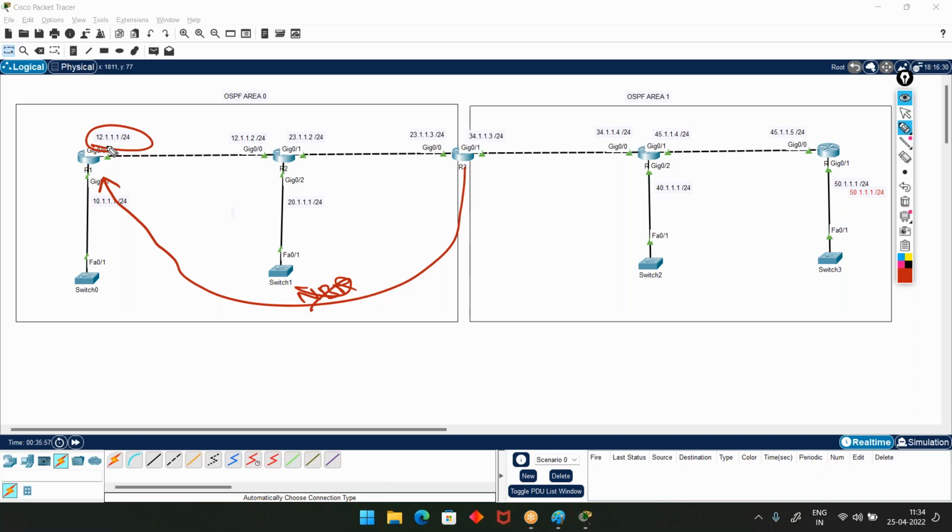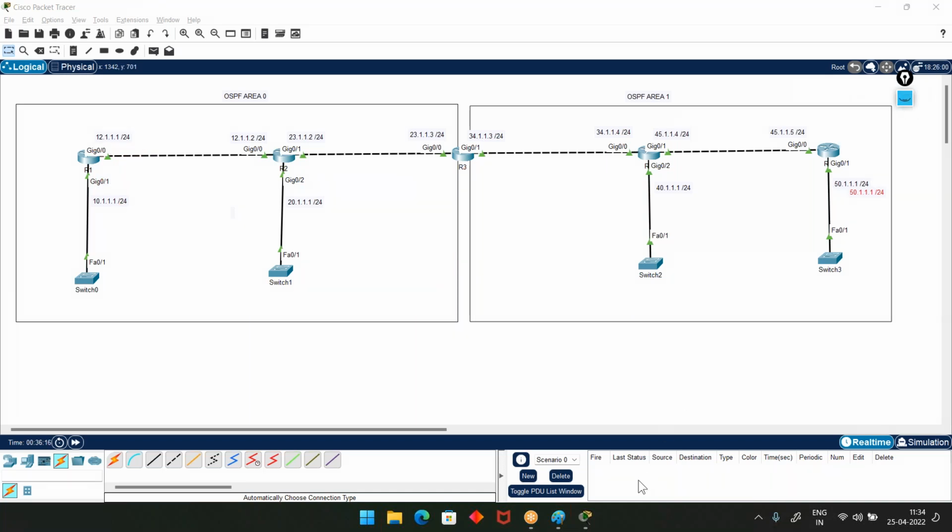12.1.1.2 belongs to router 2. Since R3 is a neighbor with R2, what I am thinking is that the 12.1.1.2 network should also appear in the neighbor table. Check this now here.